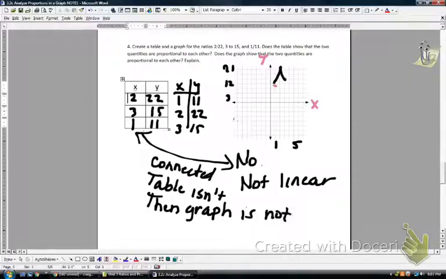So I just made myself a little note. The table and the graph are connected. If the table isn't proportional, then the graph is not proportional either. So just start kind of putting that away to remember.